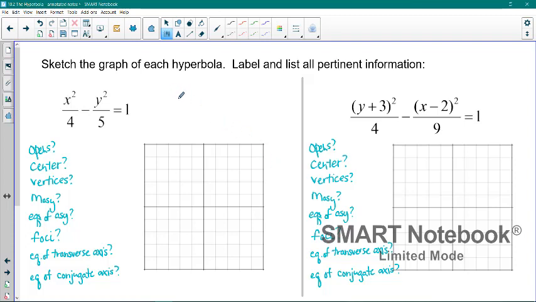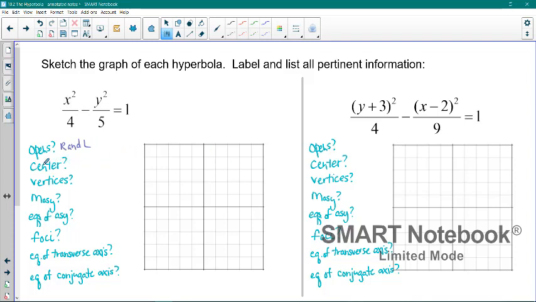Sketch the graph of each hyperbola, label and list all pertinent information. I've made a list of all the pertinent information that we are going to need to find. So let's begin. X squared divided by 4 minus y squared divided by 5 is equal to 1. First question, how does it open? Well, x is the positive term, which means this opens to the right and left.